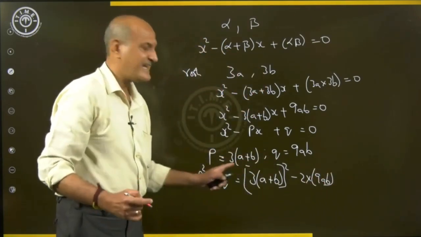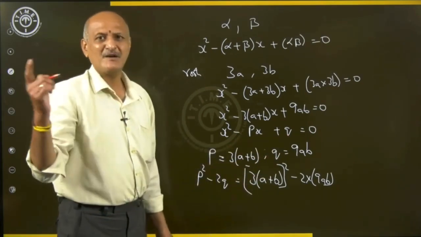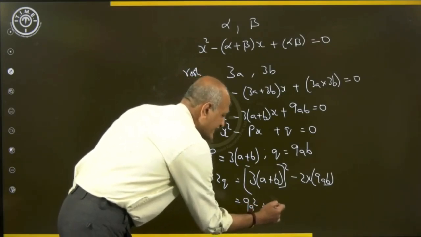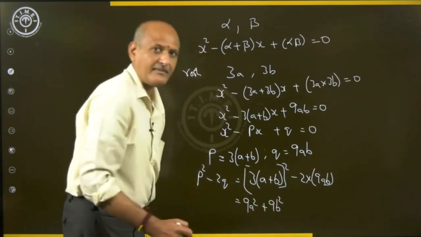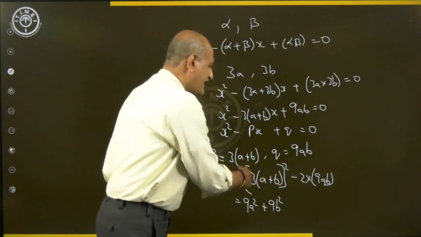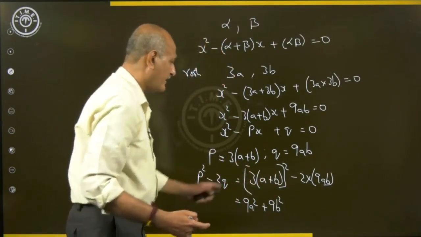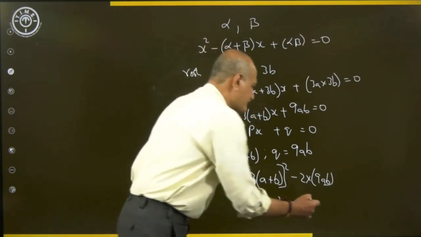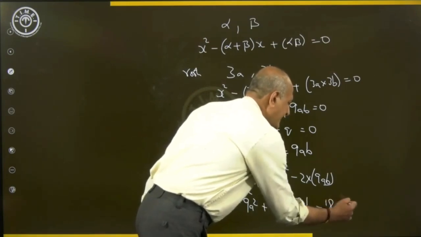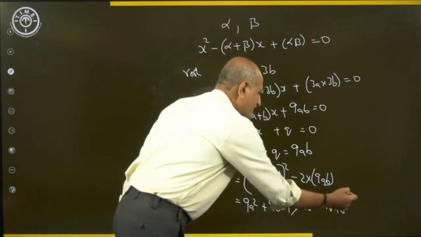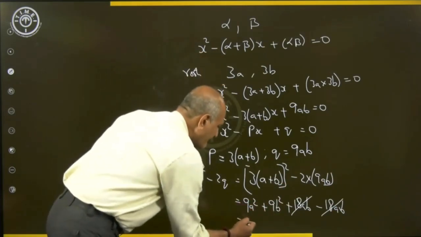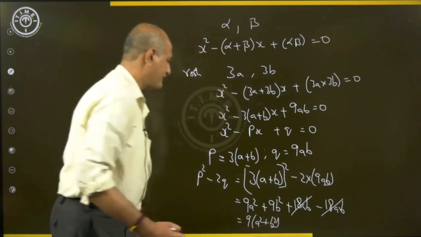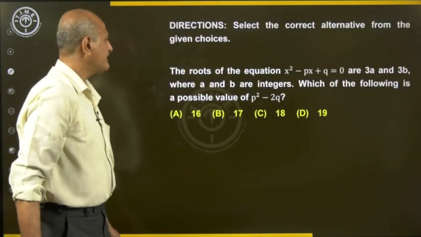3 square is 9. (a plus b) whole square is a square plus b square plus 2ab. So we can write it as 9a square plus 9b square, next, plus 2ab multiplied with 9, which gives plus 18ab. Next it is minus 18ab here. So plus 18ab and minus 18ab get cancelled. So it is the same as 9 times (a square plus b square).